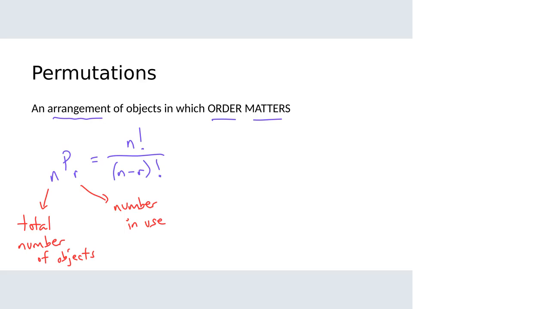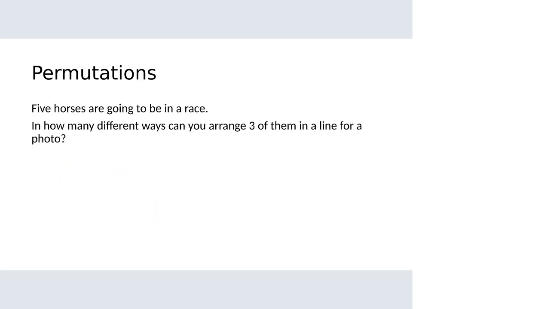Let's put this formula to work. 5 horses are going to be in a race. In how many ways can you arrange 3 of them in a line for a photo? So we want to arrange 3 of them in a line for a photo. Now, first thing I want you to recognize here is this. We are going to put these horses in a line for a photo. Well, if I put the brown horse on the left and the black horse in the middle and the gray horse on the right, that's going to look different than if I put the gray horse first. So order matters.